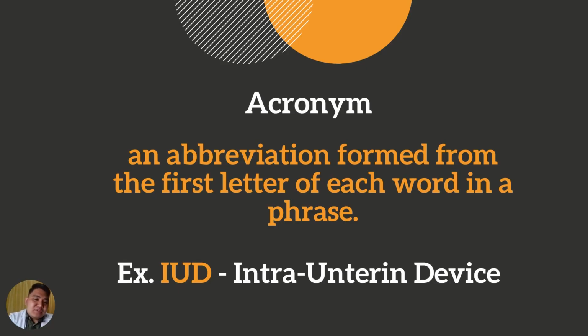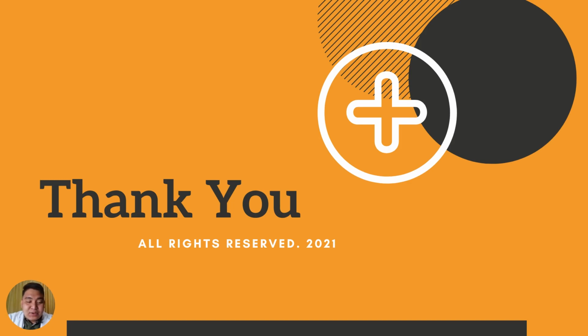Last would be acronym. When we say acronym, it is an abbreviation formed from the first letter of each word in a phrase. For example, IUD, which means intrauterine device. That is an example of an acronym or an abbreviation. I think that ends our session for today. Hopefully you have learned the basic fundamental aspects and the main purpose of using medical terminology, the fundamental principles in the field.